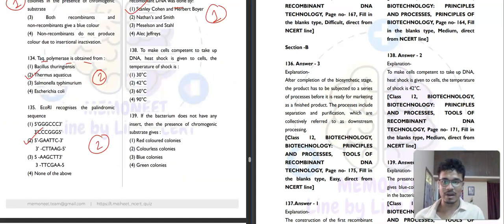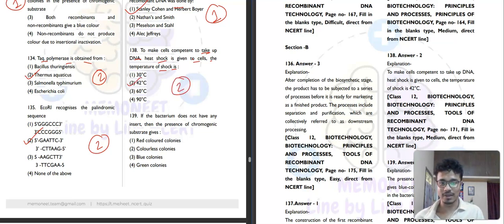Then question number 138. To make cells competent to take up DNA, heat shock is given to cells. The temperature of shock is 30 degree centigrade, 42 degree centigrade, 60 degree centigrade or 90 degree centigrade. So this shock temperature is given to make the cell competent. Heat shock is given at 42 degree centigrade. So second option will be the correct answer.